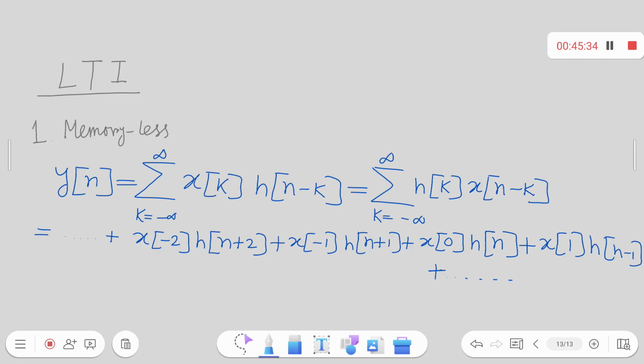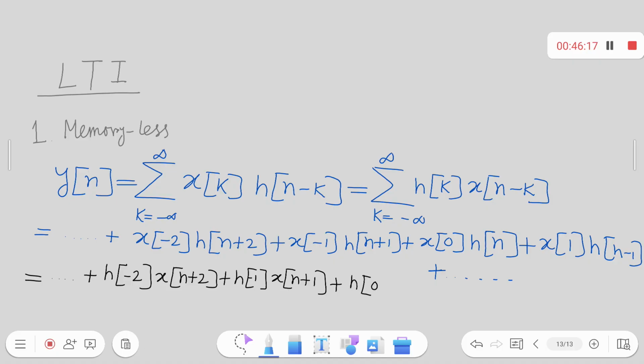So if I follow the second one, in that case I can write the same expression as: h of minus 2 x of n plus 2, plus h of minus 1 x of n plus 1, plus h of 0 x of n, plus h of 1 x of n minus 1, plus dot dot, right?